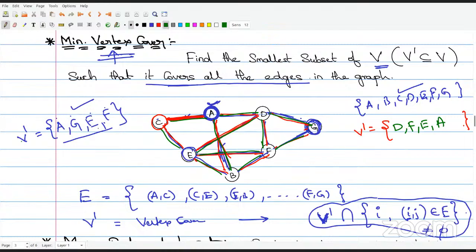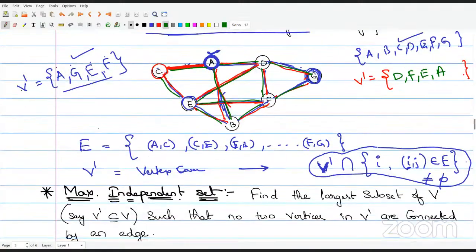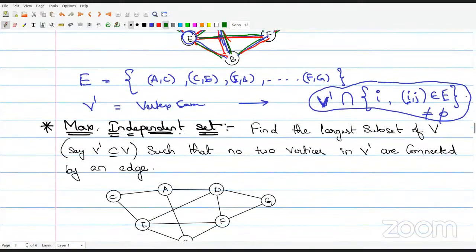The number of elements will be the same, but the vertices may not be the same. So the cardinality will be unique. The cardinality of this minimum vertex cover will be 4 for this graph, but the vertices which we choose might be different. That is about minimum vertex cover.